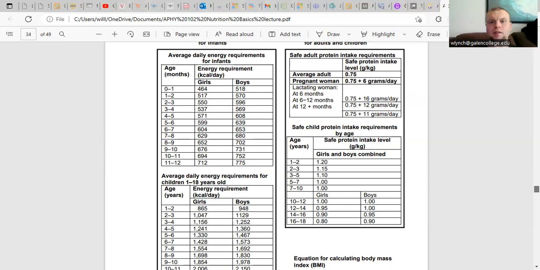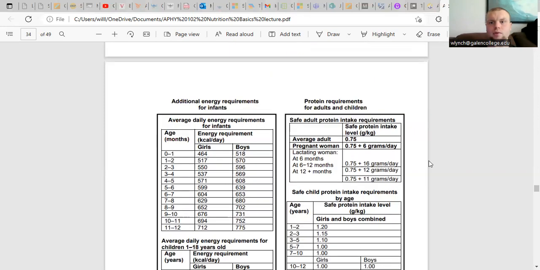Looking at our protein intake, right? Average adult is going to be 0.75 grams per kilogram. For a pregnant woman, we want to increase that by about 6 grams a day. For a lactating woman, this can go up almost to 16 grams per day.